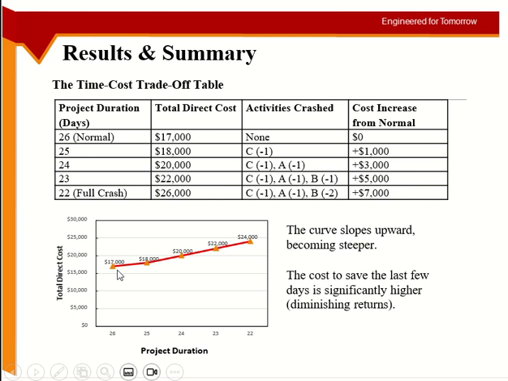Okay, so you see here I am reducing the cost. I am reducing the duration by 1 day. Okay, I'm increasing the cost by 1000. Okay, as I move on, so there is 1000 per day. This is 1000 per day. Okay, when I go from 25 to 24, I'm still reducing by 1 day, but how much I'm spending extra?